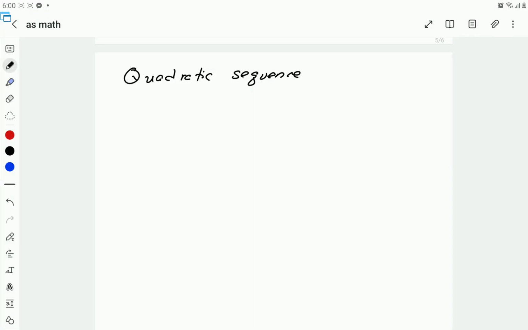This video will focus on quadratic sequences. As I told you in the first video, a quadratic sequence follows this form: an squared plus bn plus c. We will derive the formula, but let me just give you an example.